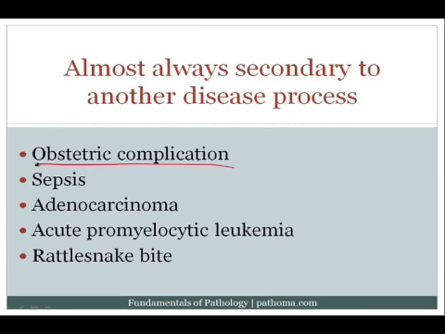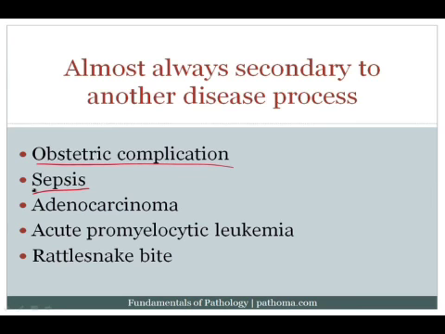So, for example, obstetric complication can result in DIC, and the idea here is that the amniotic fluid contains tissue thromboplastin, which is a strong activator of the coagulation cascade. And so if amniotic fluid were to leak into the mother's circulation, then that could potentially result in activation of the coagulation cascade via tissue thromboplastin. Sepsis can do it as well, and that happens in two ways. First of all, the endotoxin from the bacterial walls can activate the coagulation cascade. And second of all, in response to this infection, the macrophages tend to produce cytokines like IL-1 and TNF, and that can also activate the coagulation cascade indirectly.